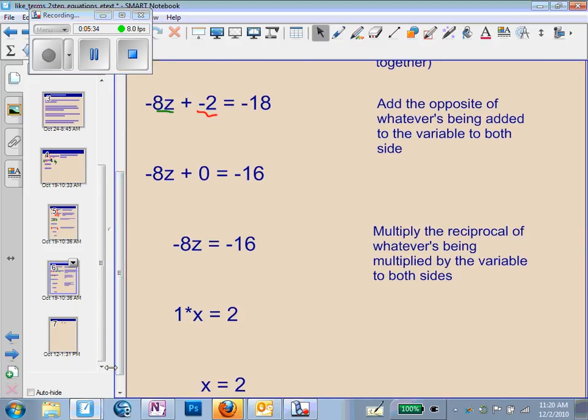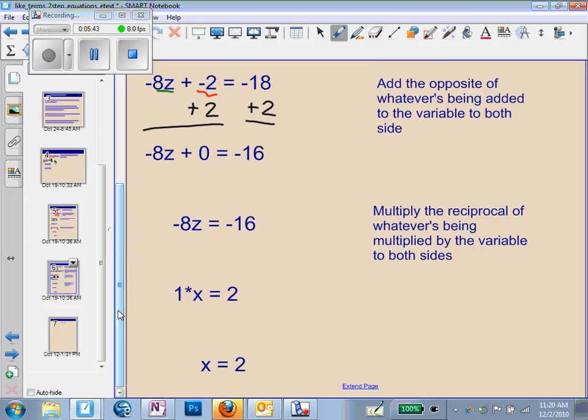So we add 2 to both sides, and we end up with negative 8z equals negative 16. And then we multiply by negative 1/8. It's important that when you multiply, your reciprocal is just a number. You don't split variables. That's really important.